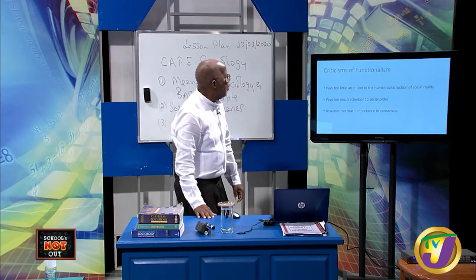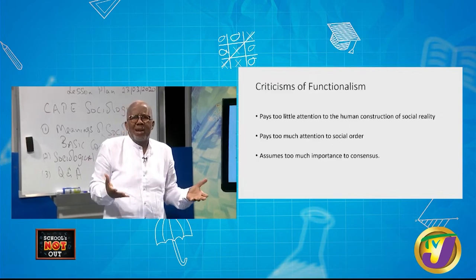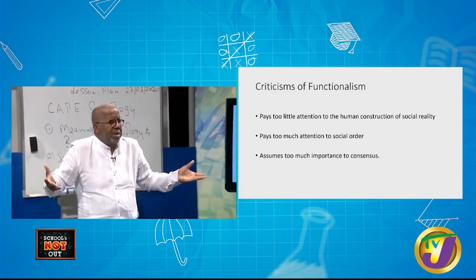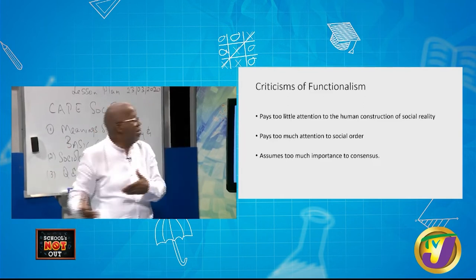So, criticism of functionalism. They say it pays too little attention to the human construction of social reality. You can understand, they are saying that criminals really were not born, they are made, most people. Society influences them. So it really doesn't pay much attention to your own social reality. What about people who just decide to become criminals? It had nothing to do with society and so on. There are some criminals who just decide to become that. They're born in a house with plenty, but they become criminals.